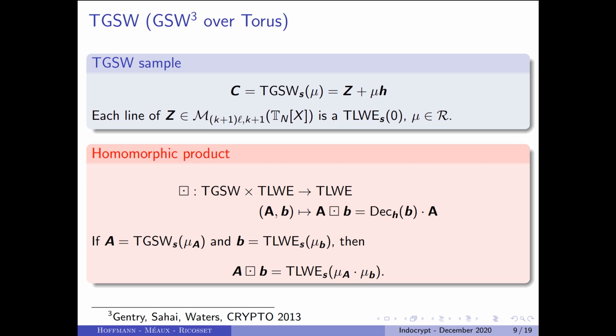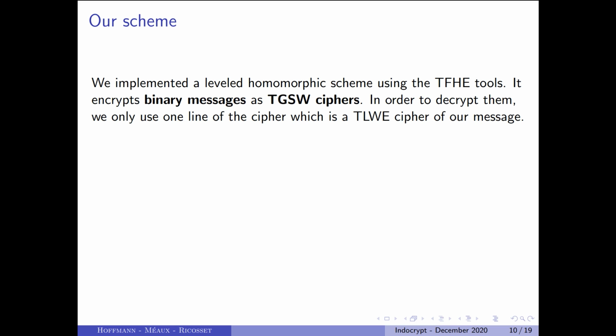Using TGSW samples, we can perform external product. It's called external because it's an operation between a TGSW sample and a TLWE sample. The details of this operation include a decomposition using the gadget matrix, which gives the basis. But what is important is that at the end, we get a TLWE sample encoding the product of the messages. So it gives us a homomorphic multiplication.